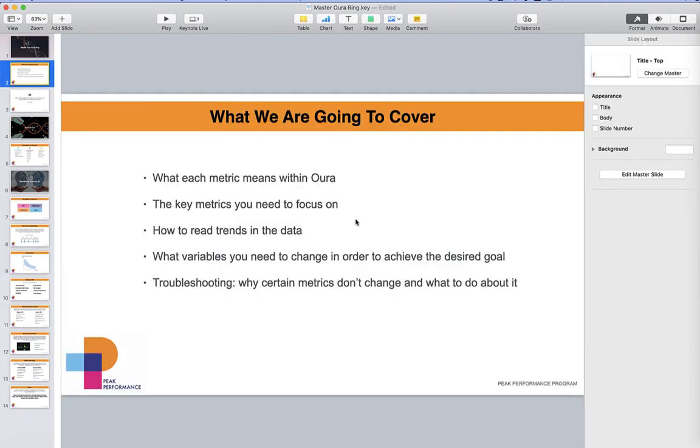So what we're going to cover is what each metric means with Oura, the key metrics you need to focus on, how to read trends in the data, what variables you need to change in order to achieve the desired goal, and troubleshooting, so why certain metrics don't change and what to do about it.